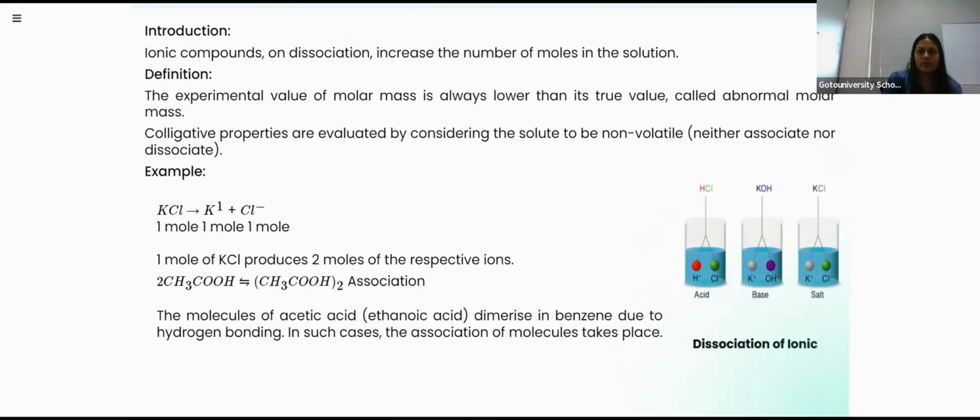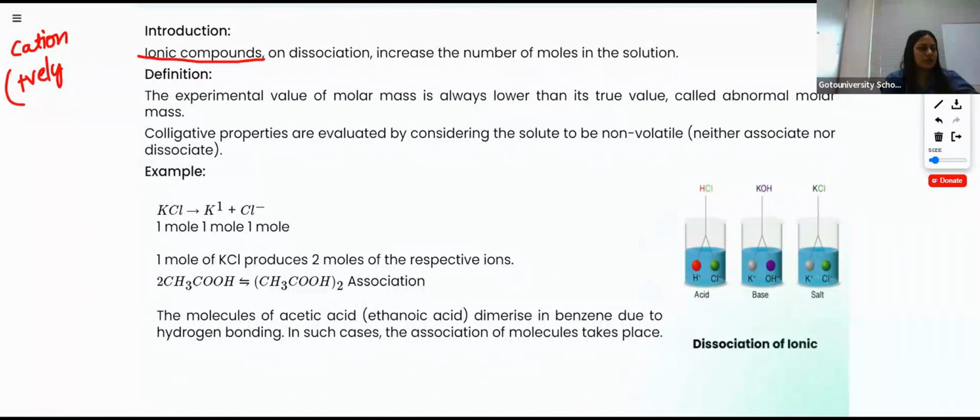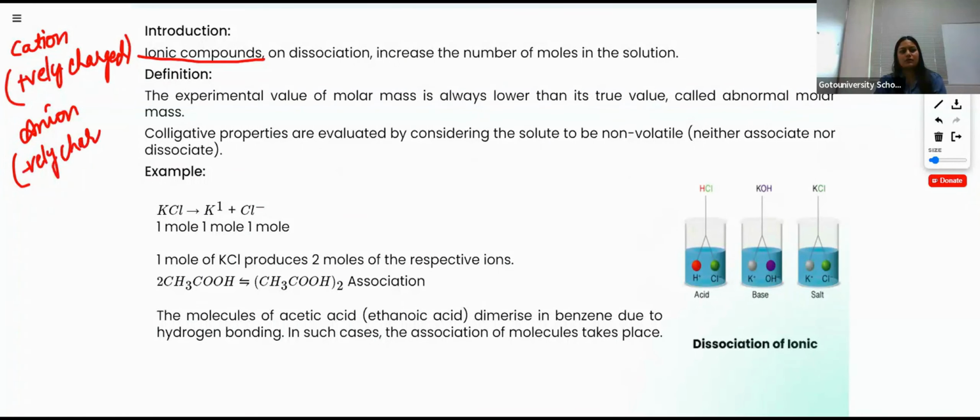What is an abnormal molar mass? You see, ionic compounds. What are ionic compounds? Ionic compounds have a cation present in them. Cation is what? It is positively charged. And we also have an anion present, which is negatively charged. So cation and anion together form an ionic compound.